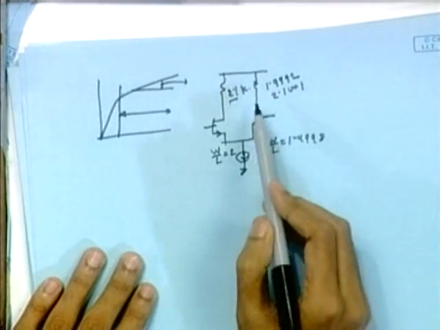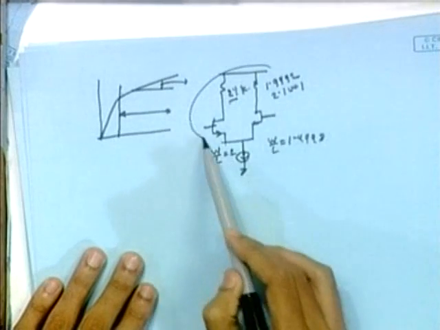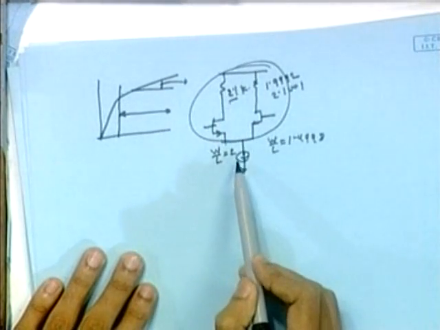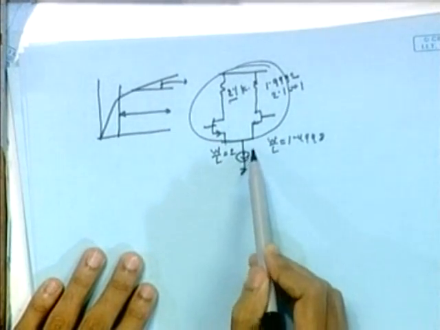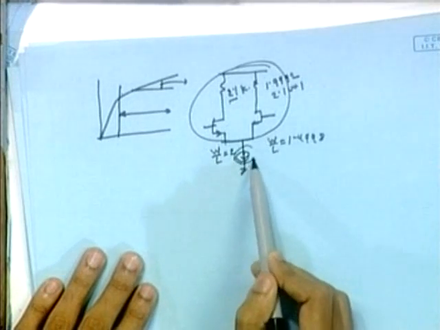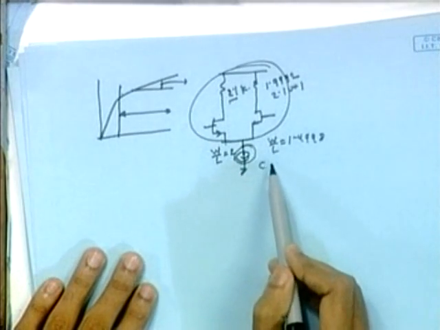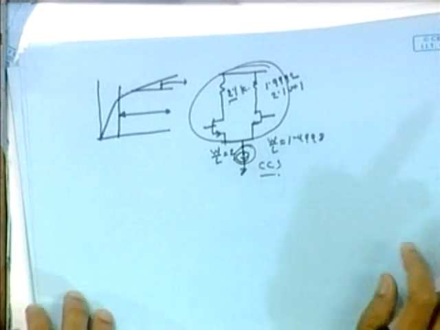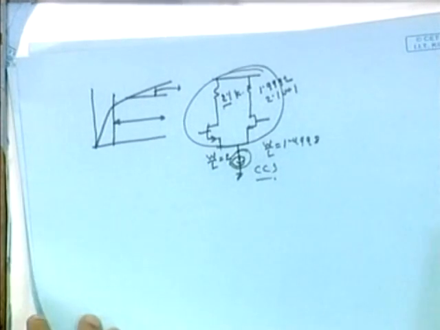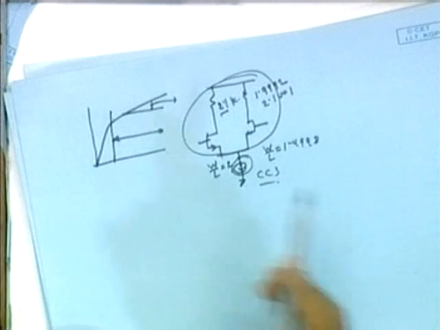There are basically two kinds of non-ideality. One is due to the mismatch of these two branches, and the second one is due to non-ideality of this constant current source. So I will now discuss those two effects. First, take up this thing.